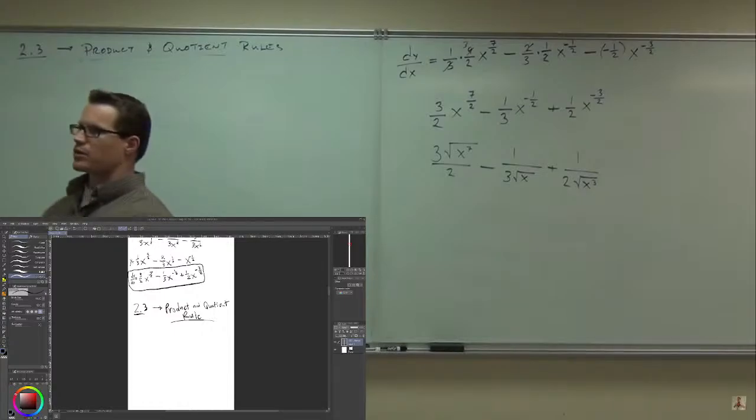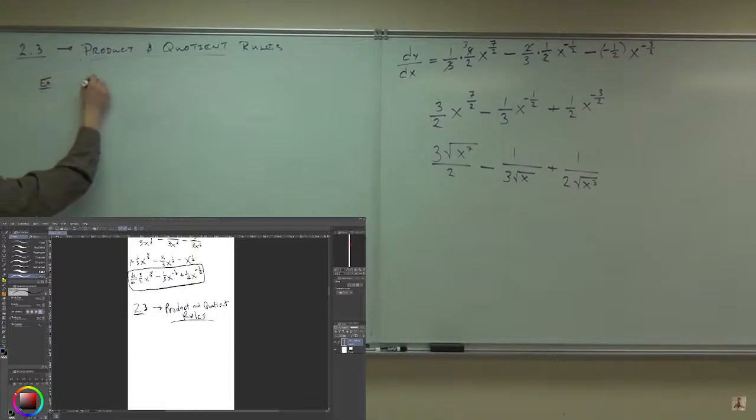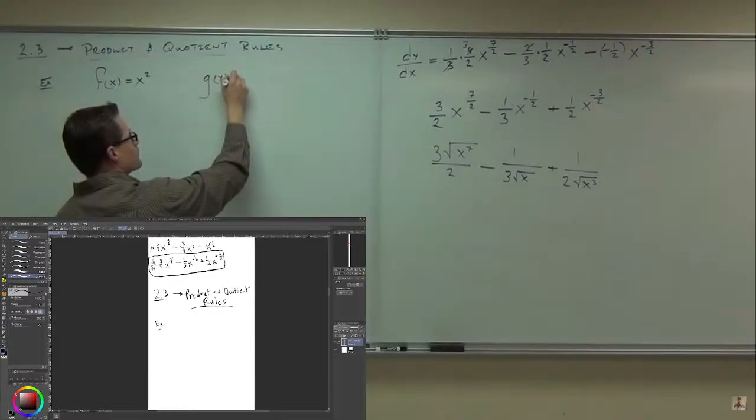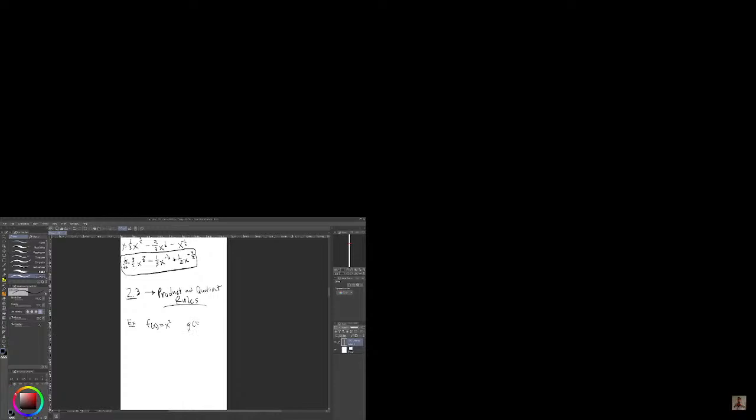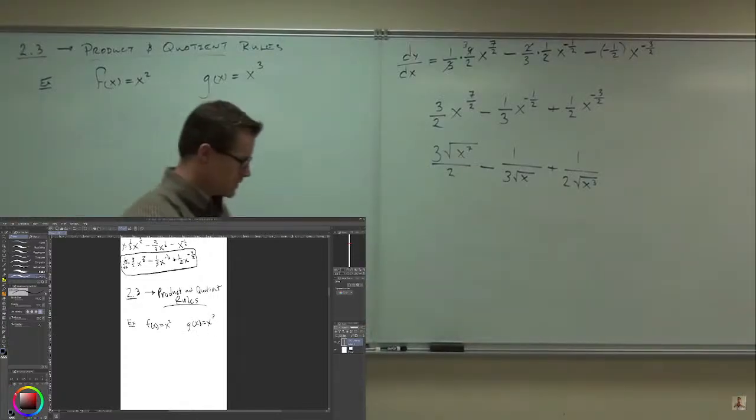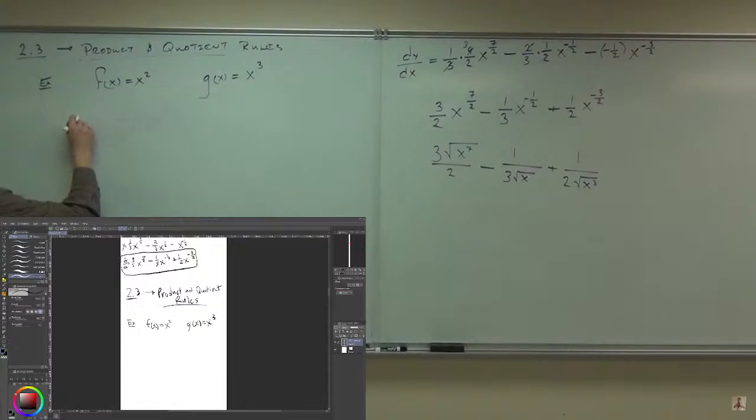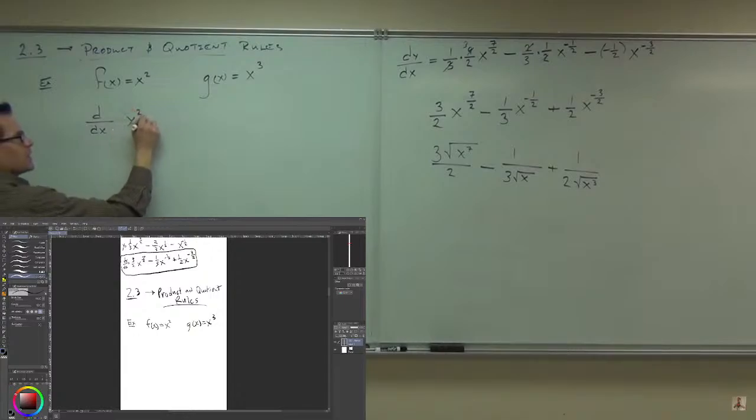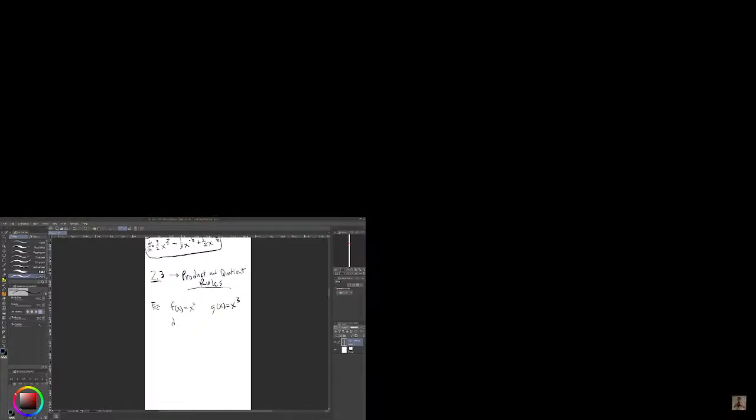Here's the scenario. Let's suppose that we start with two functions. I'm going to give you some very basic functions. F of x equals x squared. G of x equals x cubed. Here's what I want to know. Is it possible to take the derivative of one function times another function?